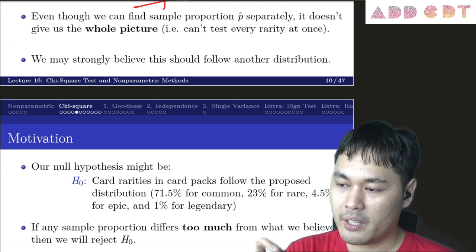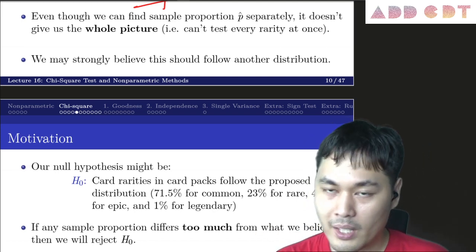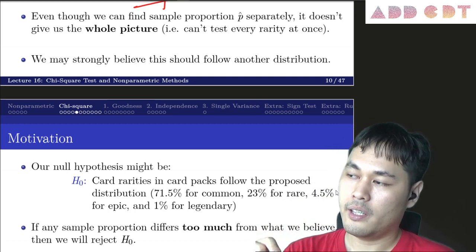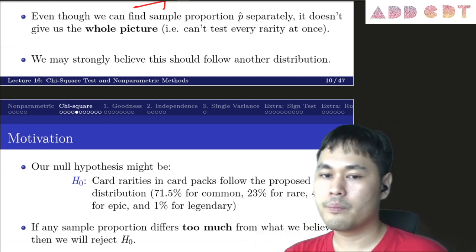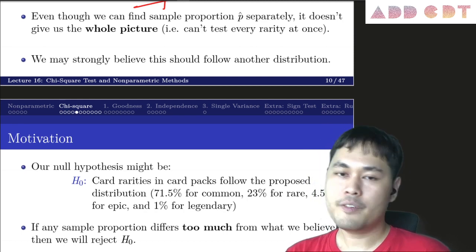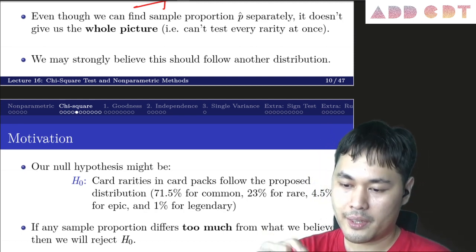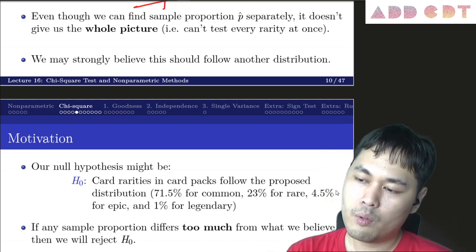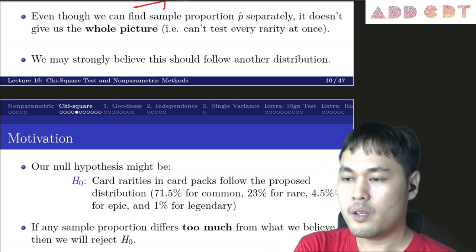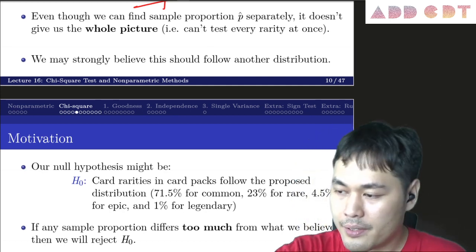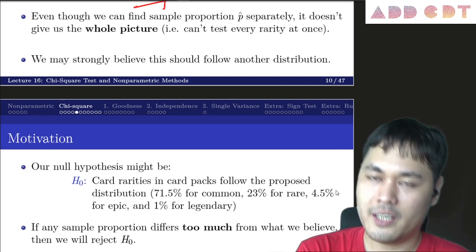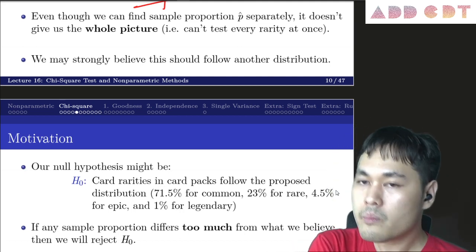We are trying to get a single number, and we say that if that number differs too much from the thing it should have been, then we say okay, that's a rare occurrence, or we say that our assumption was false. So that's just the idea. If the number differs too much, we will reject it. The next question is, what is too much?